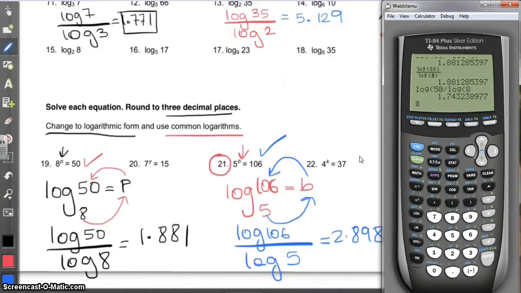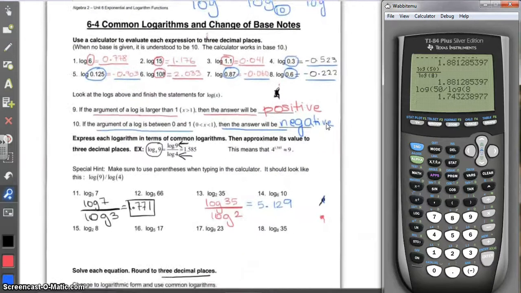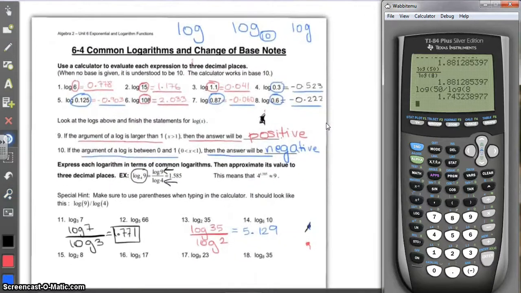Now I hope this was helpful. I hope you see this as an easy lesson. Again, there are only two things that you need to know. The first one is that common logarithm means that you have a base of 10 and you don't have to write it. So this is the first thing that you need to know about this lesson.